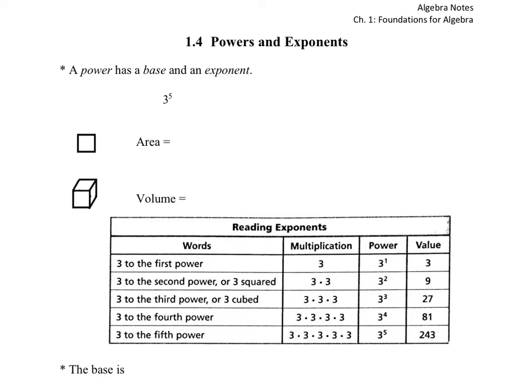Chapter 1, Section 4 in Algebra, we're looking at powers and exponents. So the first thing, the power has a base and an exponent. What we're talking about for those is a power is going to be something like this here. The base is the 3, it's kind of at the bottom. You build on your base. The 5 then is the exponent.